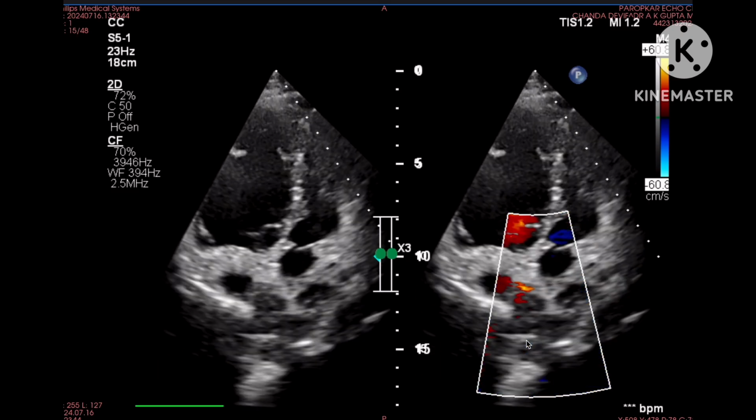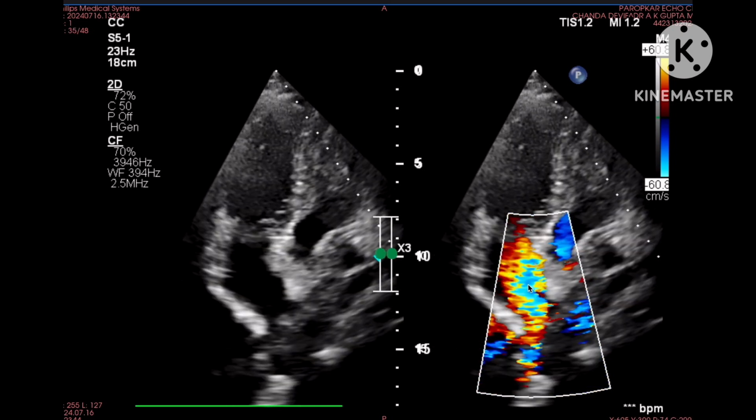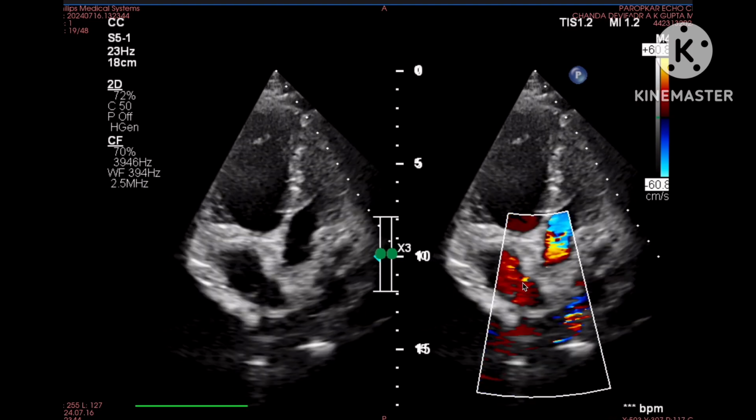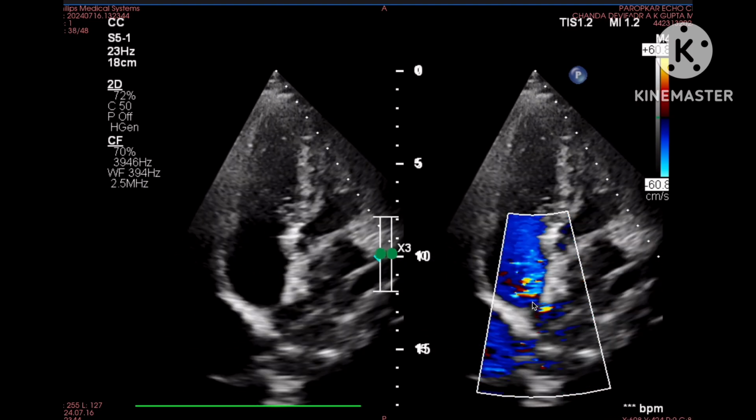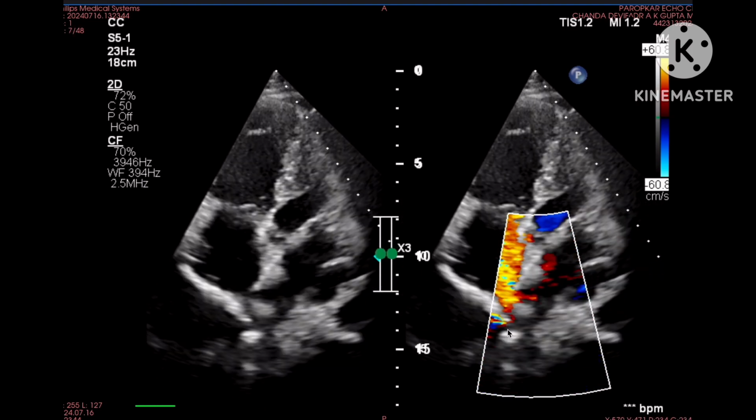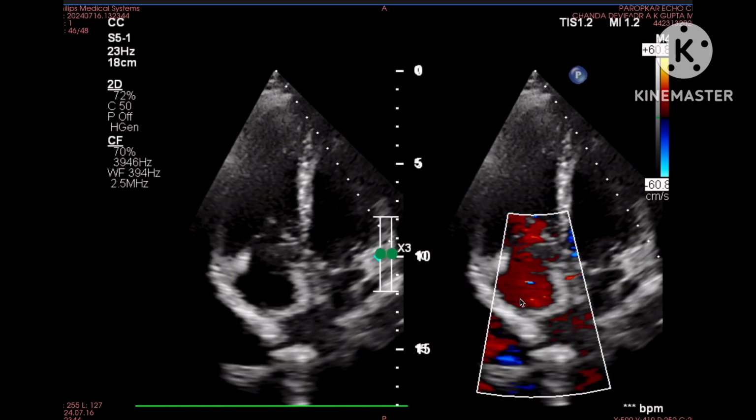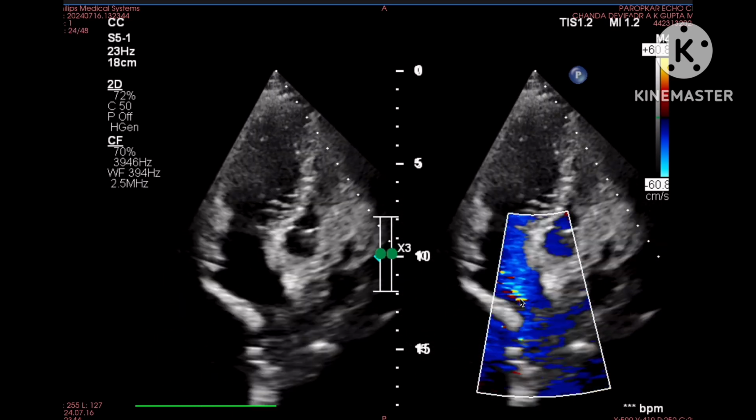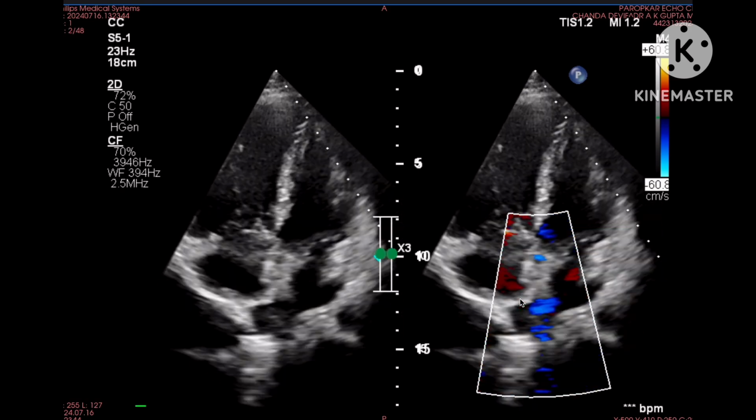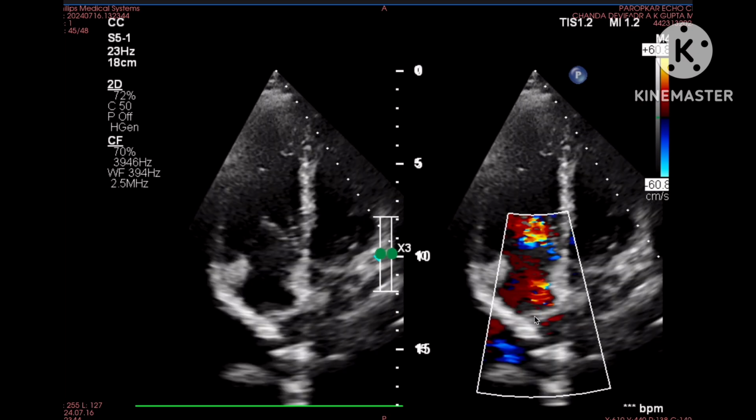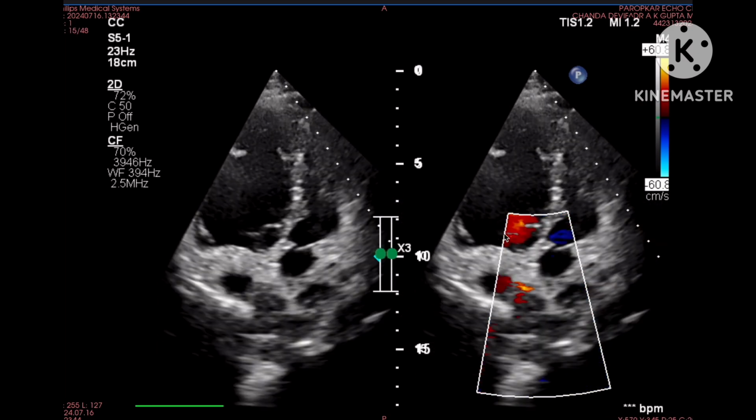You can see. So this kind of ASD almost always has abnormal right upper pulmonary vein drainage into right atrium. So that you have to find out. You can see in this image. You can see right upper pulmonary vein draining into right atrium.